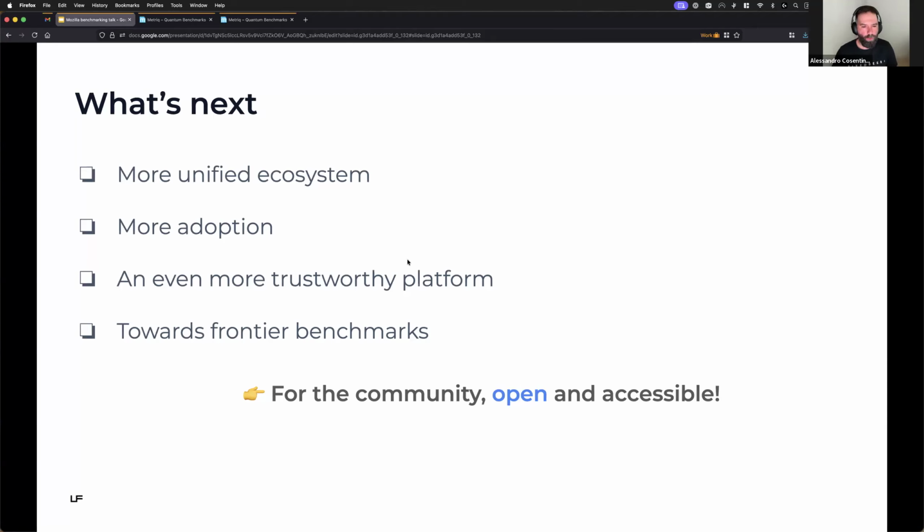And finally, as we get to application level realization of quantum machines, we want to get to benchmarks that are more and more complex and closer to real world scenarios. So we want to do all of this while still keeping it open and accessible for the community.